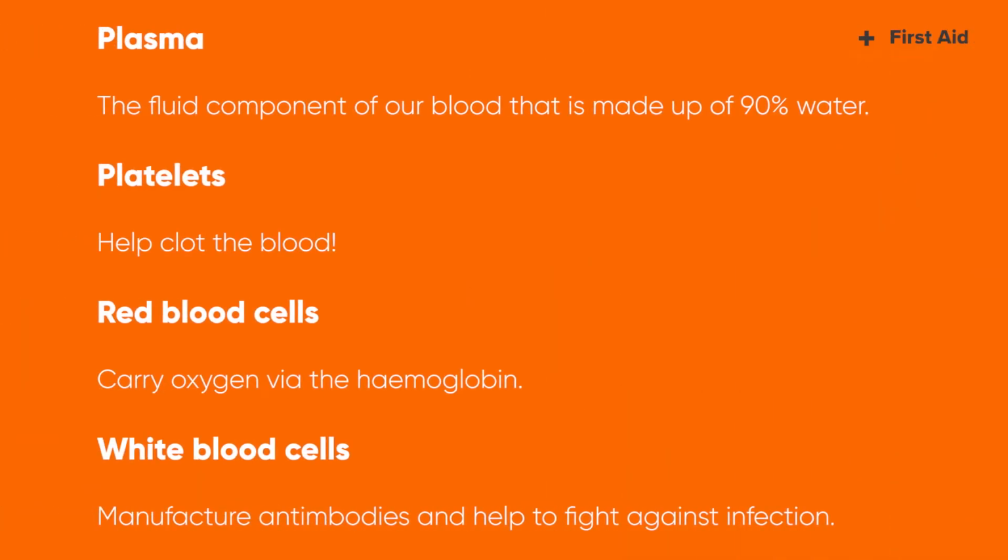Our blood is made up of plasma, which is the fluid component of the blood, which is made of 90% water. Platelets, which help to clot the blood. Red blood cells, which carry oxygen via the haemoglobin. And white blood cells that manufacture antibodies and help to fight against infection.